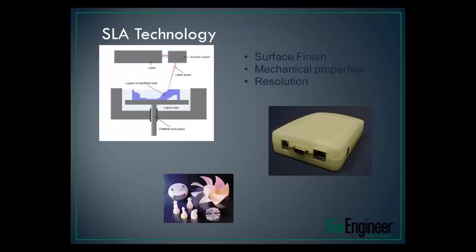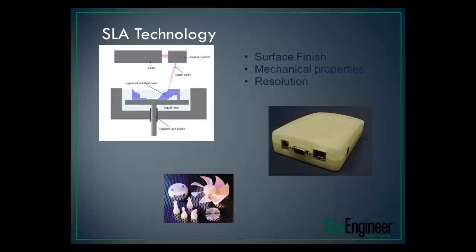So let's talk about SLA technology, stereolithography. The way that it works, it uses a laser to cure a resin one little small layer at a time, and it builds up these layers to create your part. When it's cured, the resin's actually pretty hard. It's relatively easy to sand and paint, and durable. I must have painted and sanded thousands of SLA models in my career.